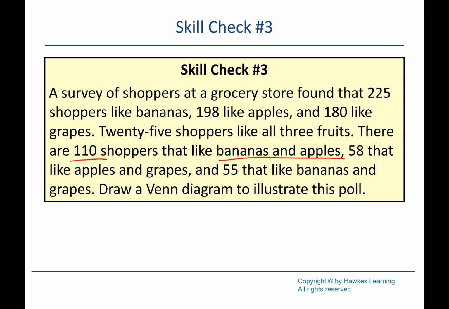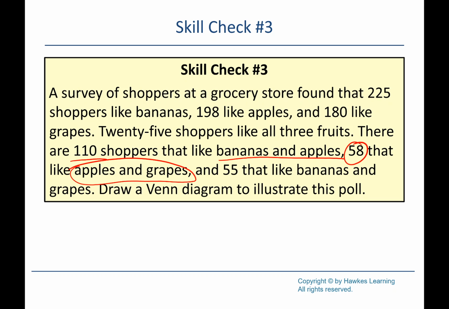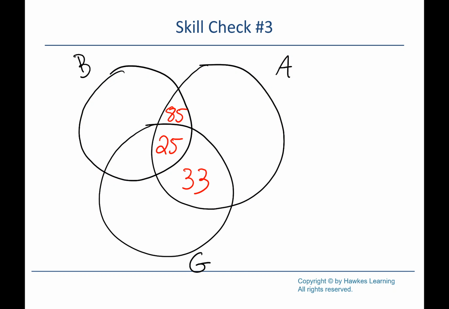And it says 58 like apples and grapes. So we need apples and grapes to total 58, so we already have 25. 58 minus 25, 33. And then bananas and grapes, what we're missing here. So the last line says 55 like bananas and grapes. So 55 minus 25, 30.